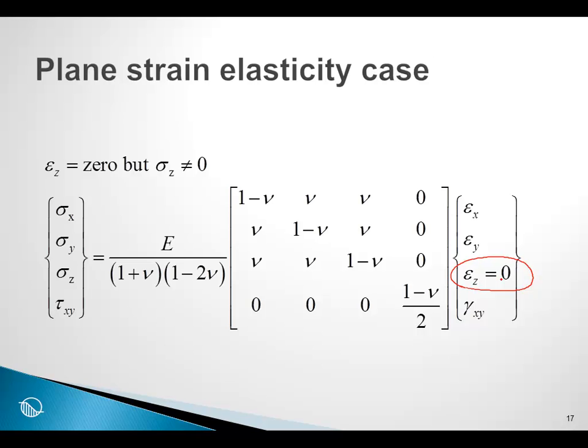This, however, does not mean that the stress in the Z direction is 0. The strain in the Z direction is 0, but the stress is not necessarily equal to 0. So if we take stress Z, take the third row and multiply it times this vector, we get a non-zero quantity. So plane strain simply means that in this constitutive relationship, we make strain Z a 0.